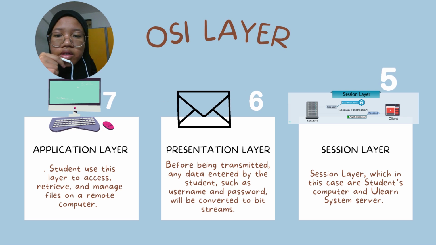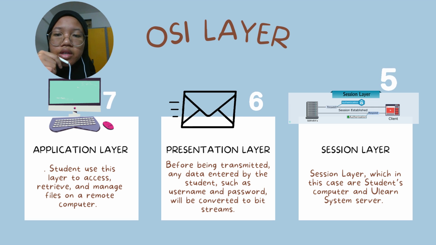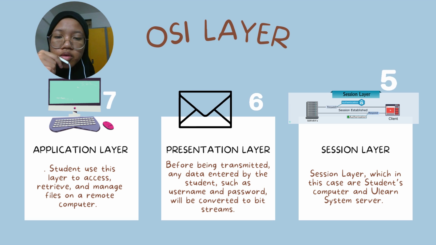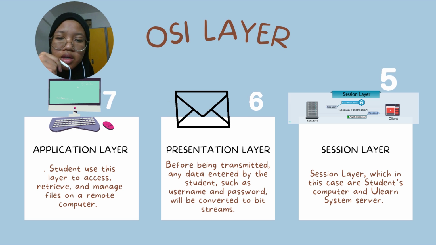The OSI layers. We start from the top, which is the 7th layer, the application layer. Students use this layer to access, retrieve, and manage files on a remote computer. Next, we move on to the presentation layer, which is the 6th layer. Before being transmitted, any data entered by the student, such as username and password, will be converted to bit streams.